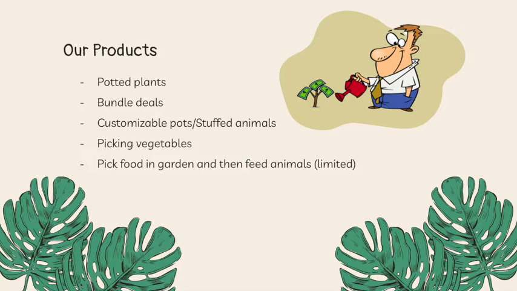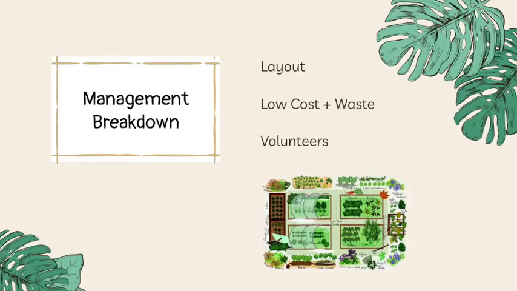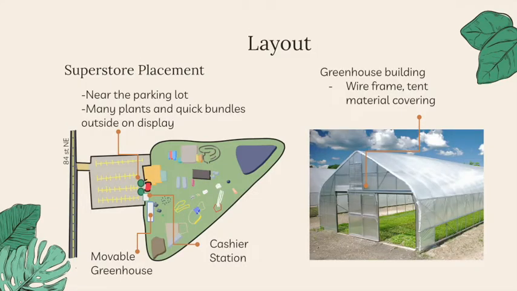Finally, we will have different activities that will increase customer engagement, such as picking their own vegetables or picking food from a garden to feed animals. There will be many plants on display in front of the admissions office, which is this red blob. They're designed to be quick and easy to grab, like in Superstore.